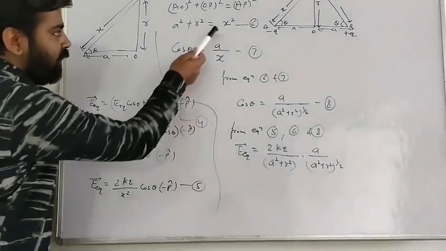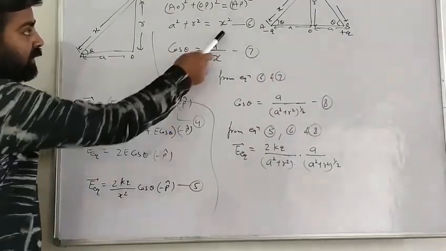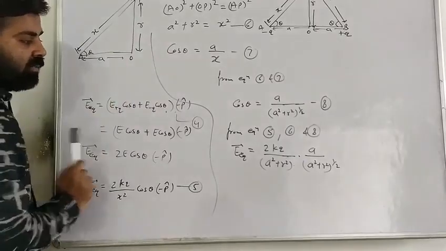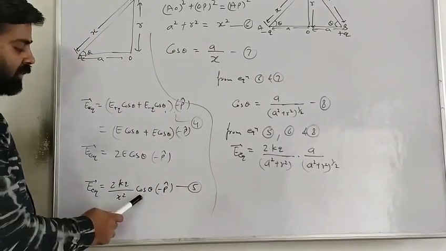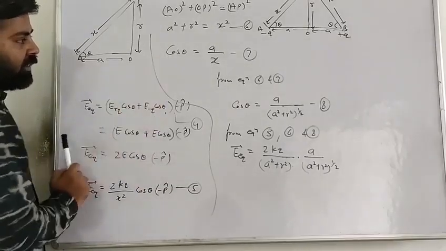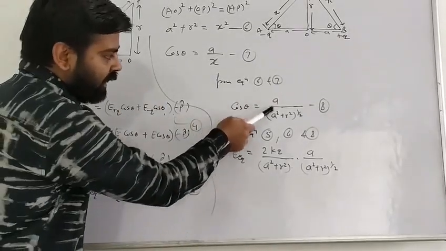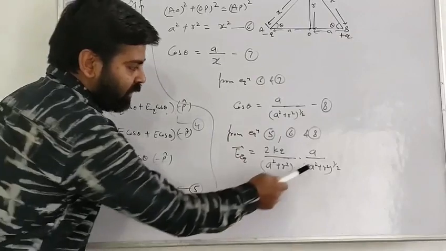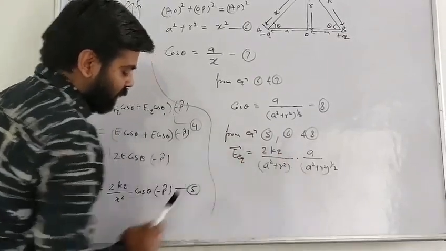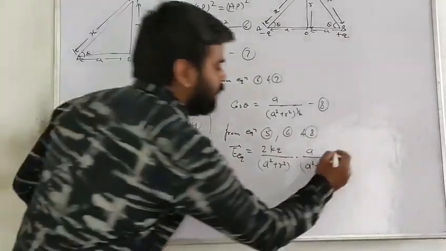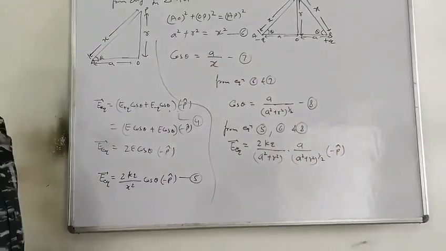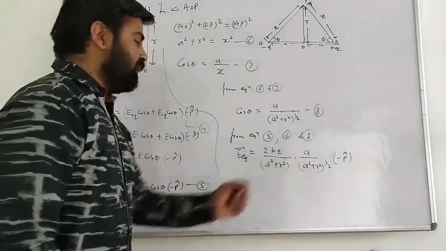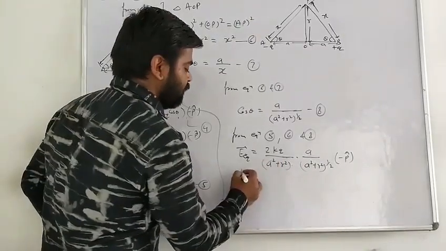We put the value of x square. The x square is a square plus r square, and the value of cos theta is a upon (a square plus r square) power half, and the direction is minus p. Now we simplify this equation.